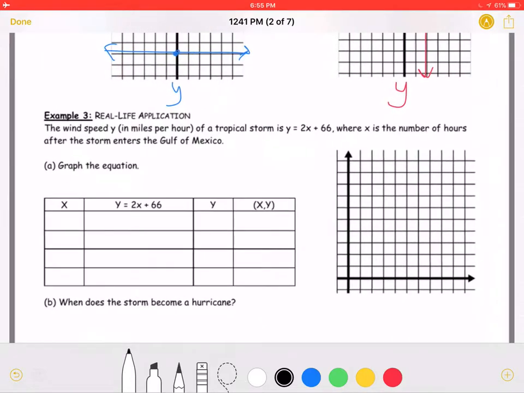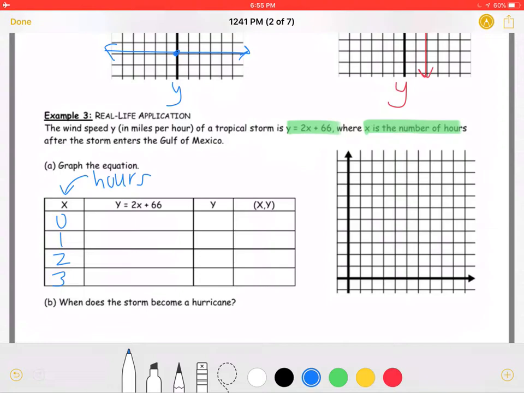This is another linear equation, but we have a word problem here. It says the wind speed y in miles per hour of a tropical storm is y equals 2x plus 66, where x is the number of hours after the storm enters the Gulf of Mexico. So if x is representing the number of hours, this is something important when there's a word problem like this. We're choosing x values to represent hours. So when we choose that, we cannot have a negative amount of hours. So we're going to start in the positives, starting with 0, and then just choose all positive values for the number of hours that pass.